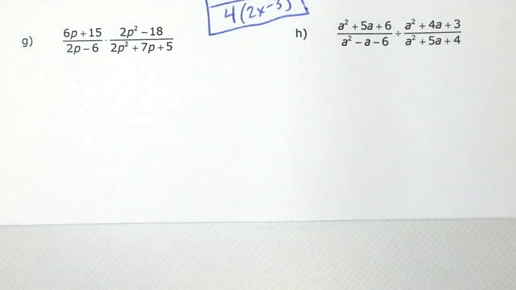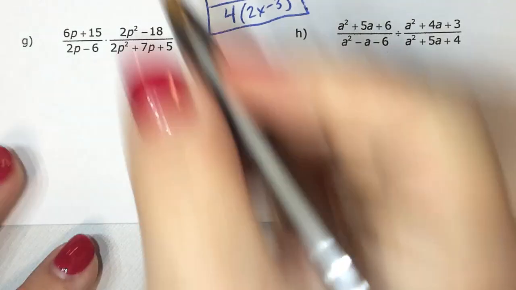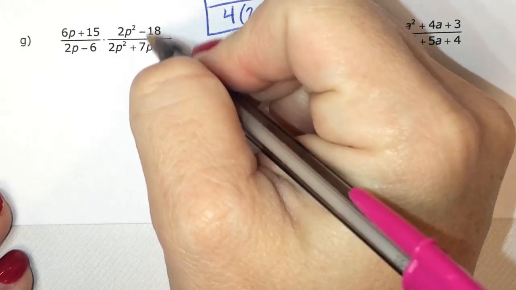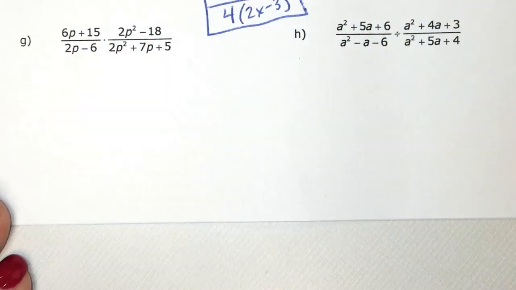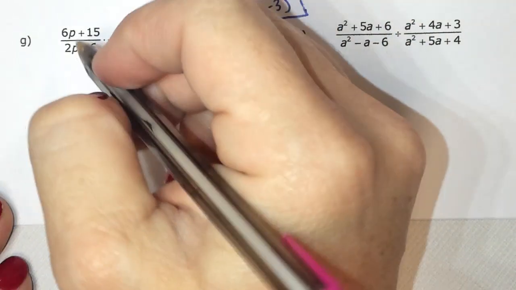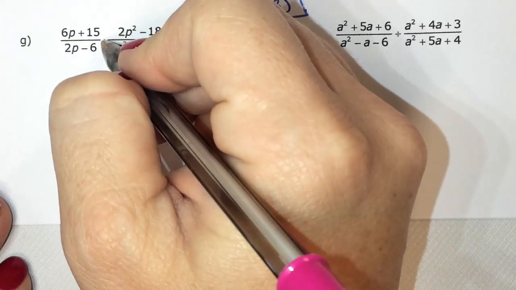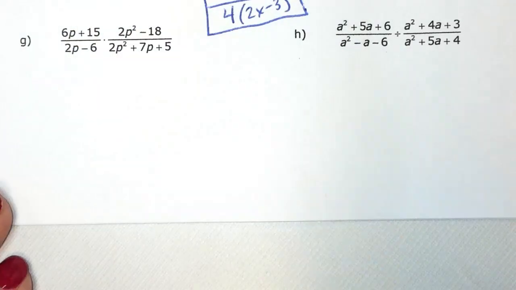Okay, G, or number 2G. So we need to factor each piece of this. It's multiplication, so we don't need to change anything. I know that 6 doesn't go into 15, but I know 3 does.